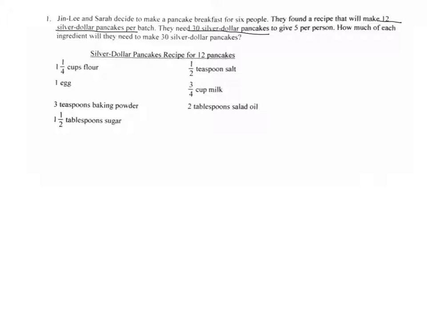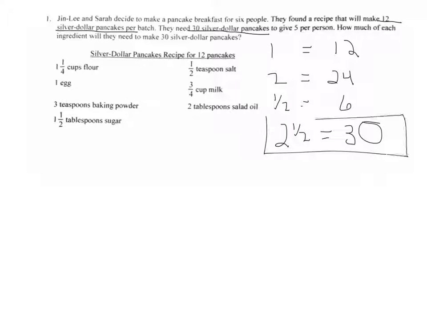But the way I think of this is if I know one batch equals 12, but I need 30, so 2 batches would equal 24, but I need 6 more. So if you think, what's half of a batch? Half of a batch would be the 6, so 2.5 batches would make 30 total. Okay, so I have to think I am making this recipe 2.5 times.